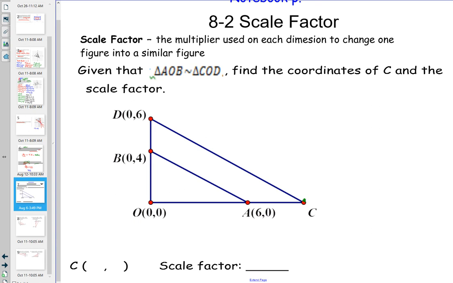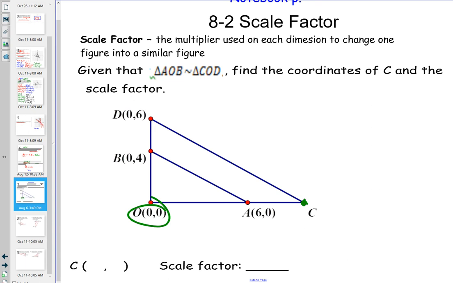So here they want to find C. What we're going to assume is that the original triangle is the smaller one, this BOA is the smaller one. That's the original. So are we enlarging or are we reducing here? We should be enlarging, and they want to know what C is. This is the important thing: if one of the points is the origin, there's a lot less work that has to be done. All I have to do here is a proportion.